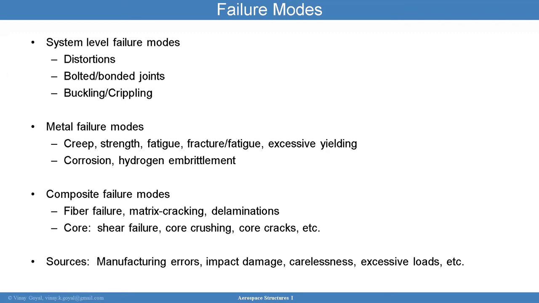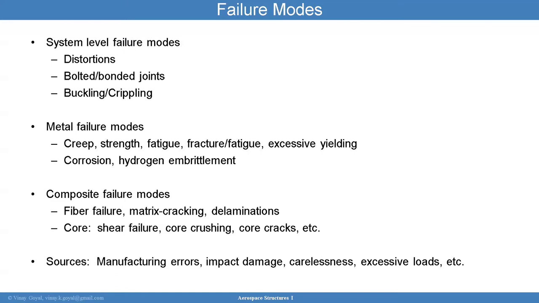Core failure modes like shear failure, core crushing, or core cracks can also impact the structures. And sandwich structures are quite used in the applications for launch vehicles and spacecraft, including aircraft as well, although today I'm not covering the aircraft parts. The sources for these failure modes can be manufacturing errors, impact damage, carelessness, and excessive loads. So these are the topics that were already covered, and it's important that you gain a fundamental understanding of everything and anything that can go wrong.